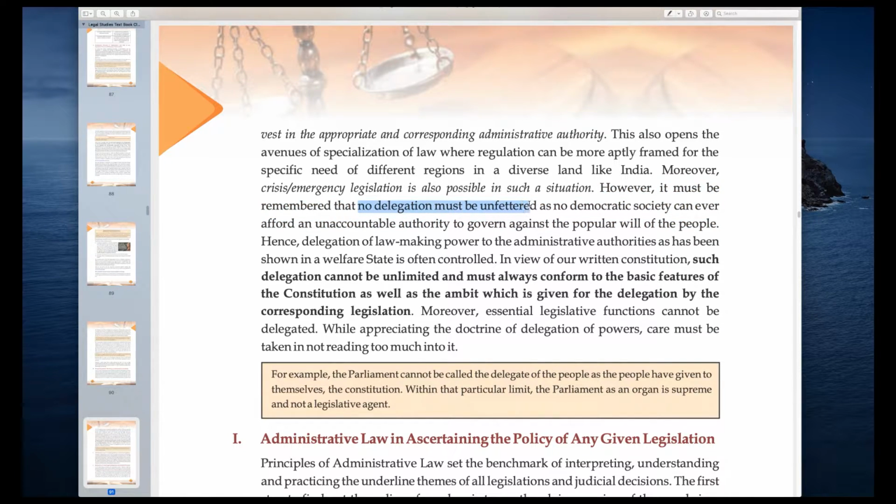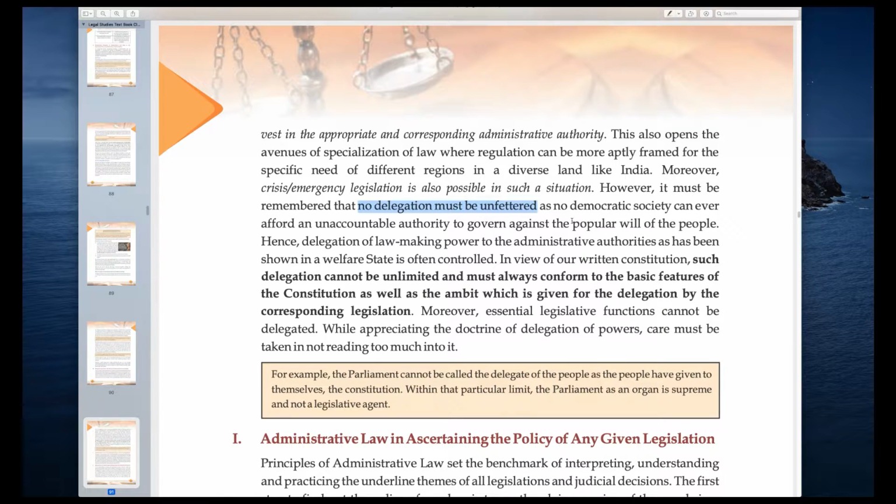No delegation must be unfettered. It means any power that is given to the respective authority must not be unfettered. Unfettered means something that is uncontrollable, something over which there is no control. And that is not feasible in a democratic society. So it must be controlled, so that it can be reviewed, it can be corrected, and if it is not reasonable, it can be removed. Okay, so everything is possible.